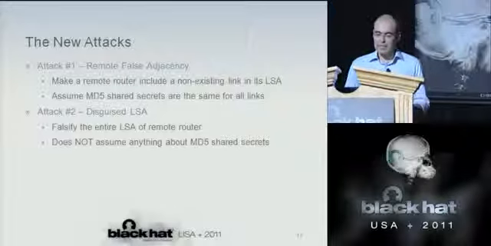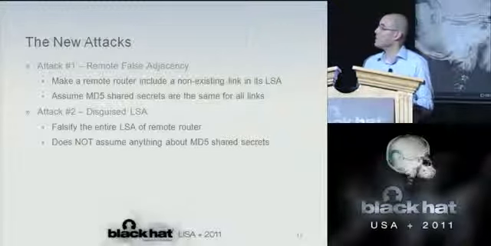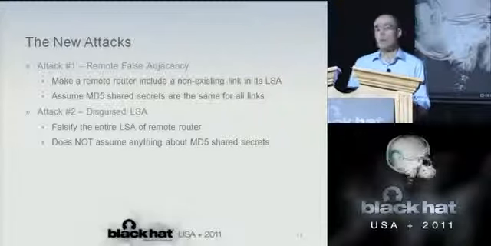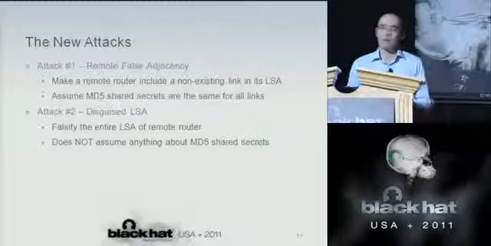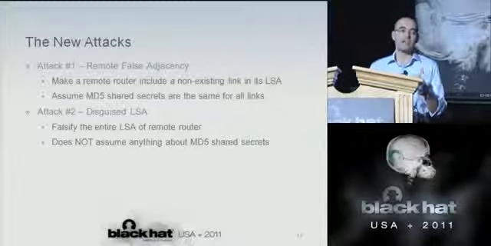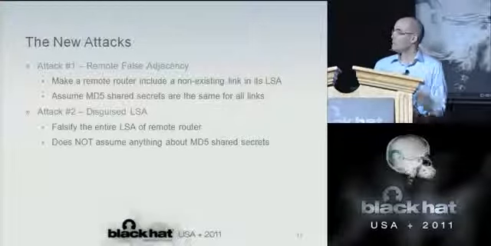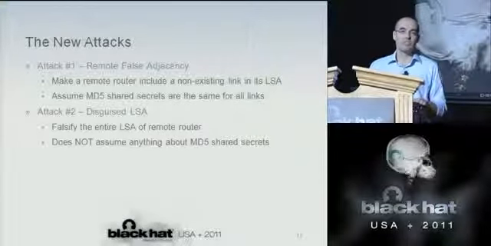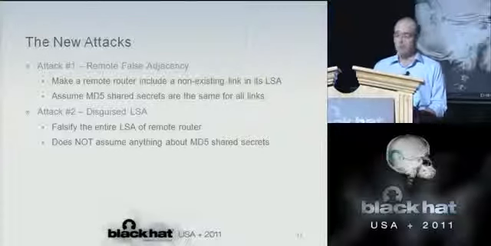Okay, so the new attacks are actually two attacks. The first attack is a remote false adjacency attack, which makes another router advertise a non-existing link to a non-existing router in its LSA. Again, in a persistent way. This is the first attack ever that managed to do that, to make another router advertise a non-existing link. This attack assumes that all the MD5 shared secrets in the autonomous system are equal. In many cases, it is the case, but it doesn't have to be that way.